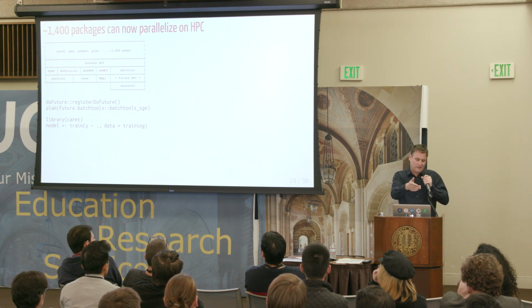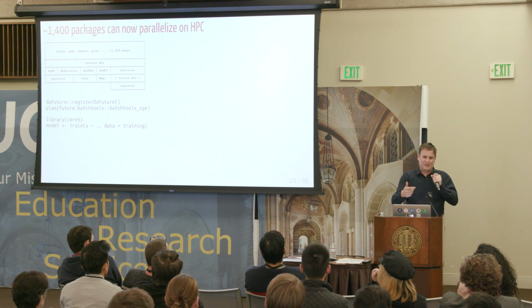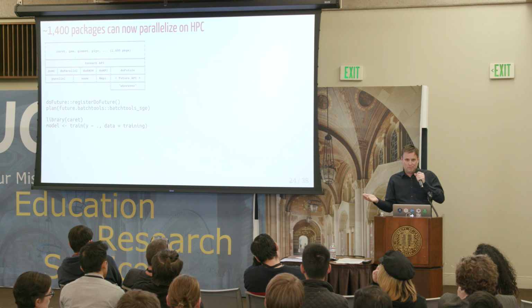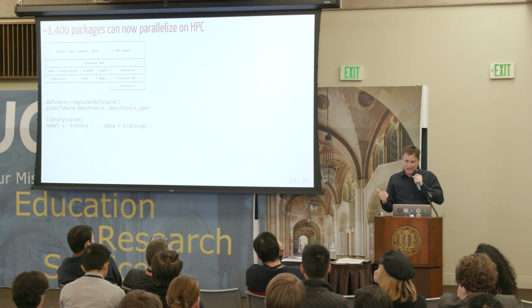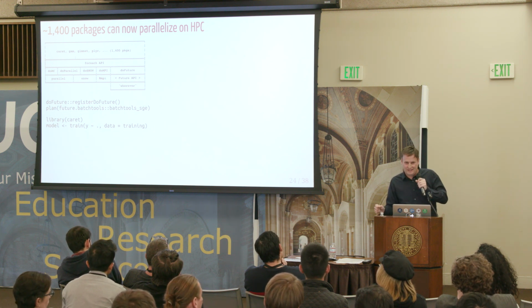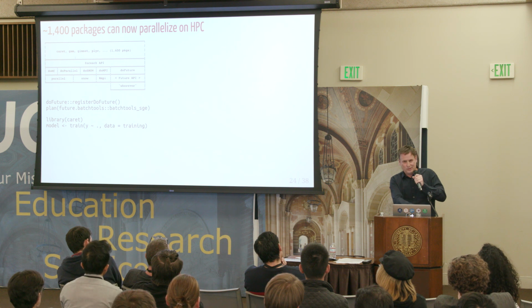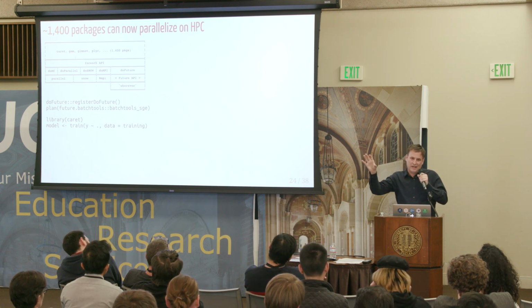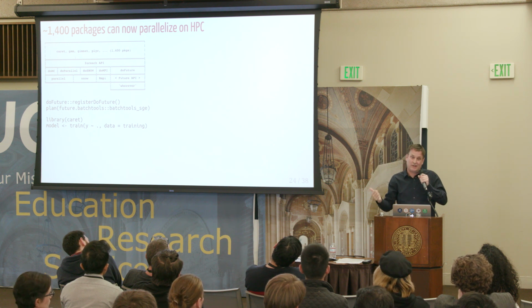So this is the example. In caret, if you don't specify anything, and if you don't register a foreach backend, it will run sequentially. And now, with this approach, I claim you can just register a parallel backend and caret will run in parallel.